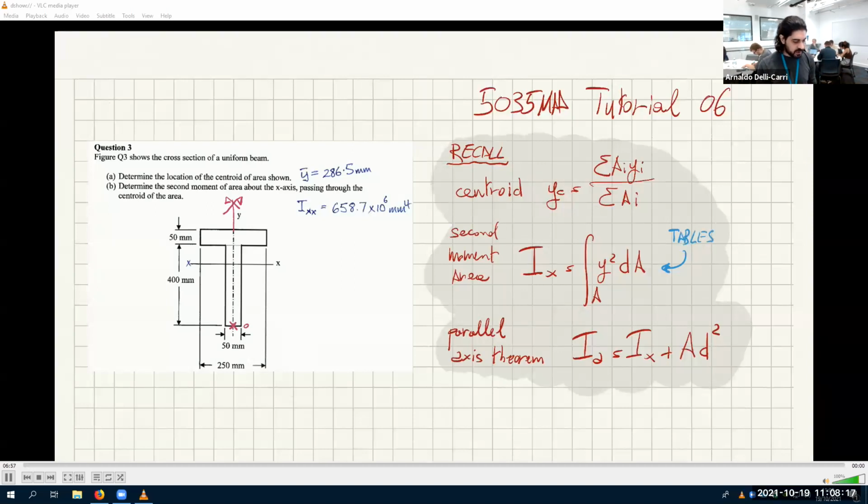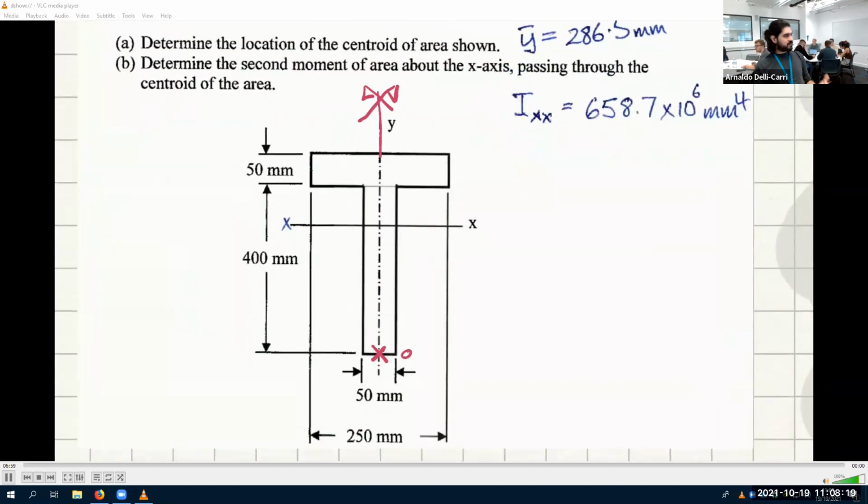So let's do this. This is a complex shape. It's symmetric, but it's still not an easy shape because we don't know where the centroid is. Can we divide this into simpler shapes? I think so. I see very easily two rectangles: one, there you go, and 2.